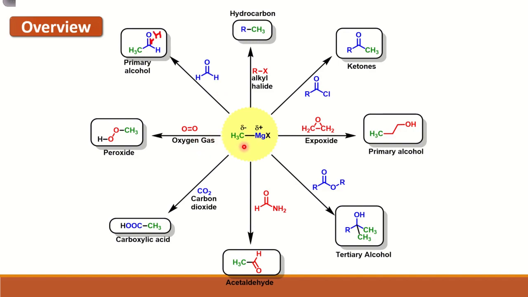So on treatment of this Grignard reagent with formaldehyde, you will end up having a primary alcohol. And obviously with alkyl halide, halogen exchange takes place, MgX gets attached to this X and we'll get CH3R, a hydrocarbon. So this is the overview, and here I have summarized most of the reactions.